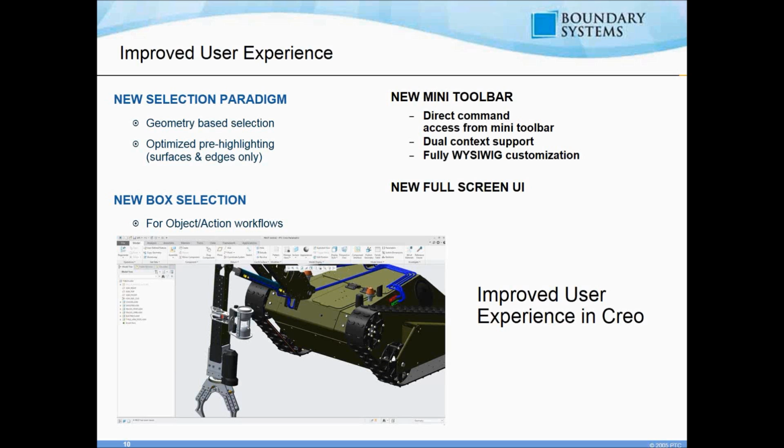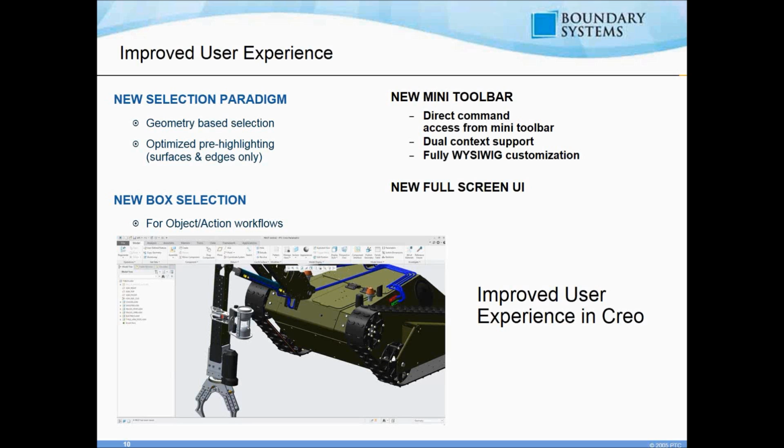Now in Creo 4, they've completely removed that, and now it's directly geometry based, and so that makes your selection much easier, and you can now begin to perform actions immediately on what you have selected.